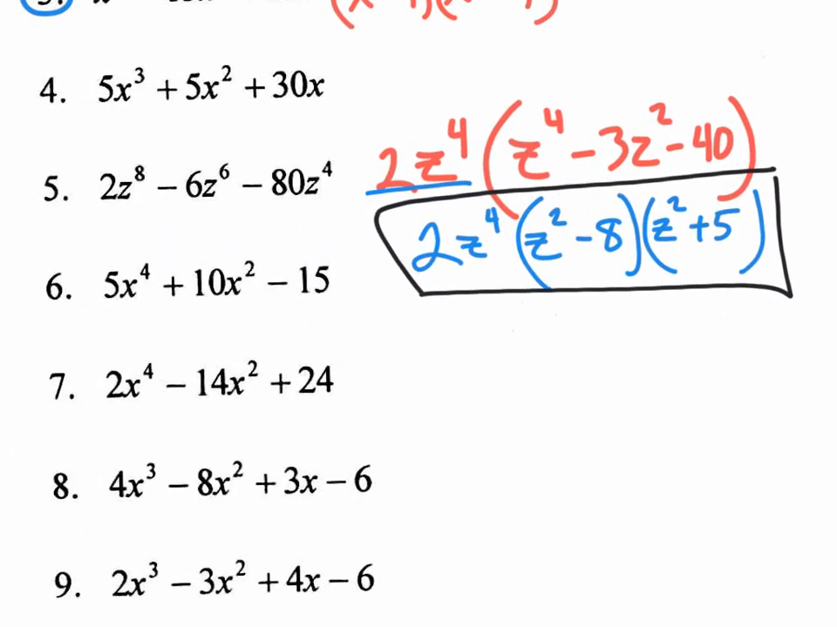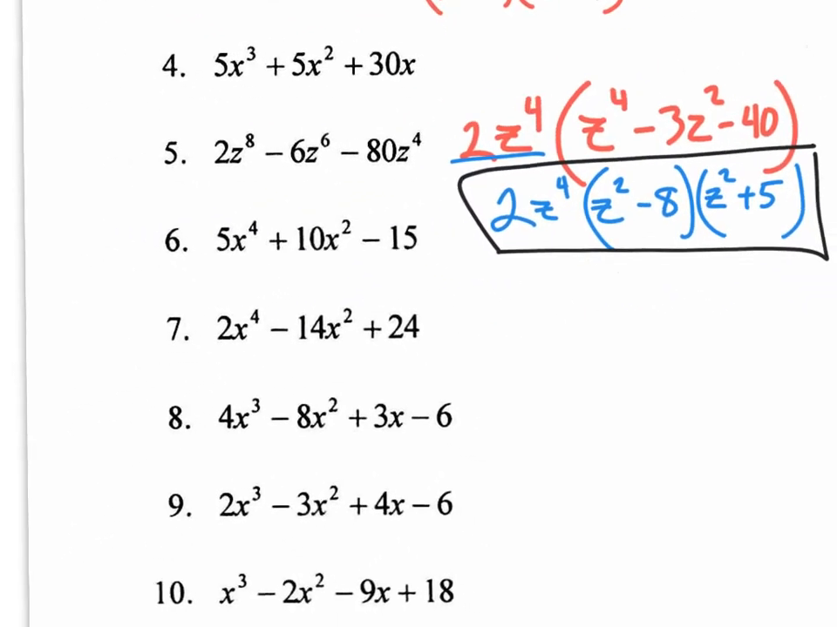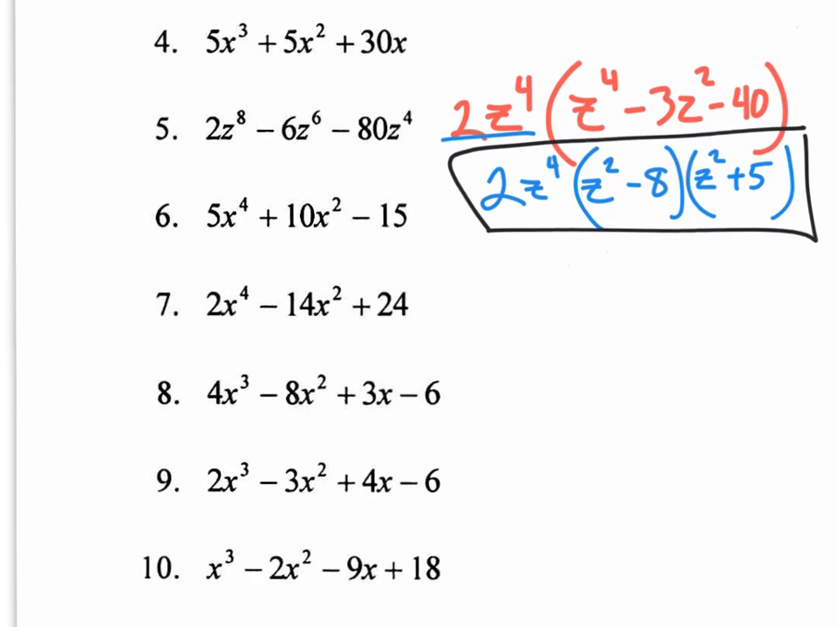And it looks like we're about out of time, but just to let you know, numbers 4, 5, 6, 7, they're all pretty much the same, like that. You try to pull out what's in common first. On number 6, you could pull out the multiple of 5. Not an x, though. There's not an x in every term. Number 7, you could pull out the multiple of 2.